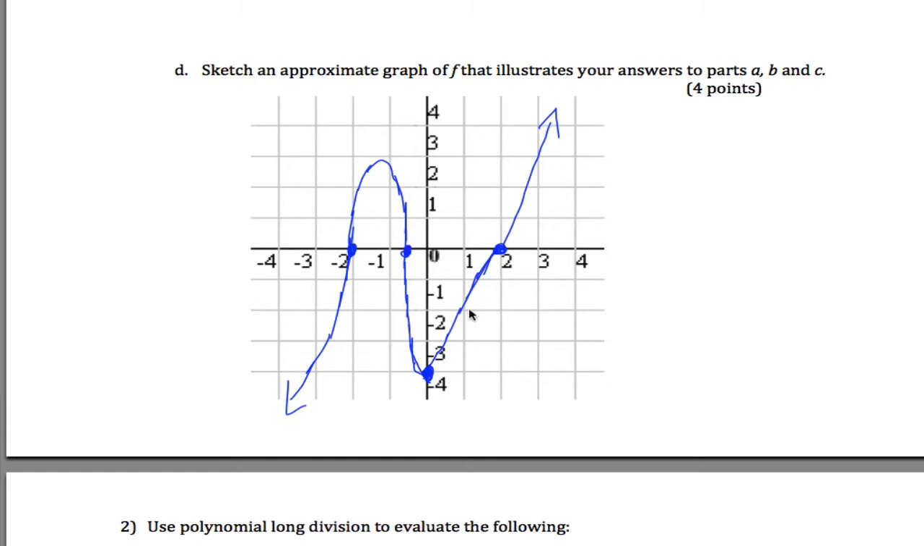How quickly it turns around or where it turns around at, I have it turning around on the y-intercept. That's not necessarily what happens. We don't know that. We need calculus to figure all that stuff out. At this point, this is all we can do. Just show the things you found in A, B, and C.